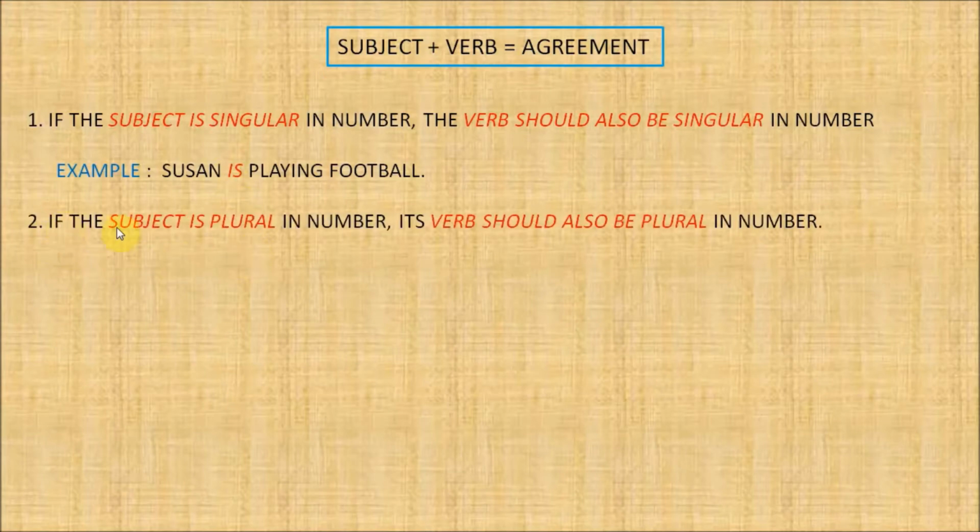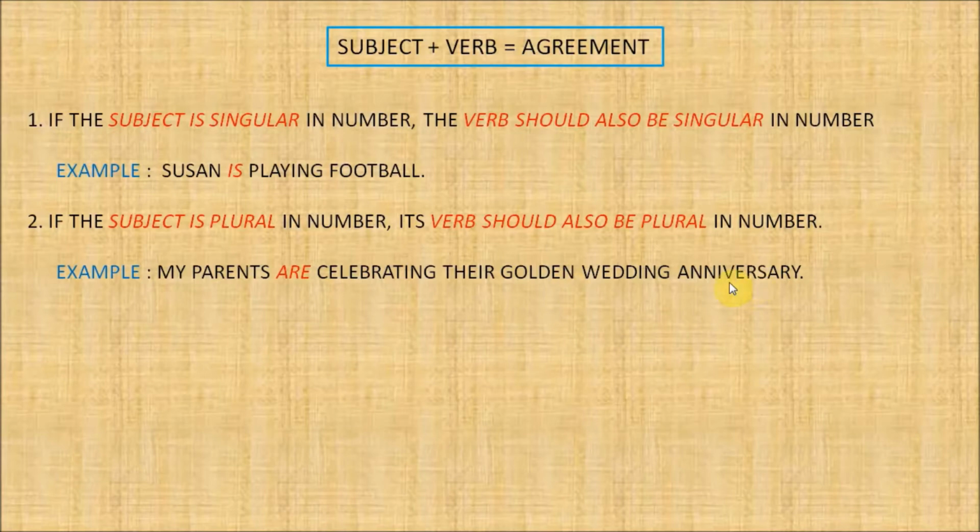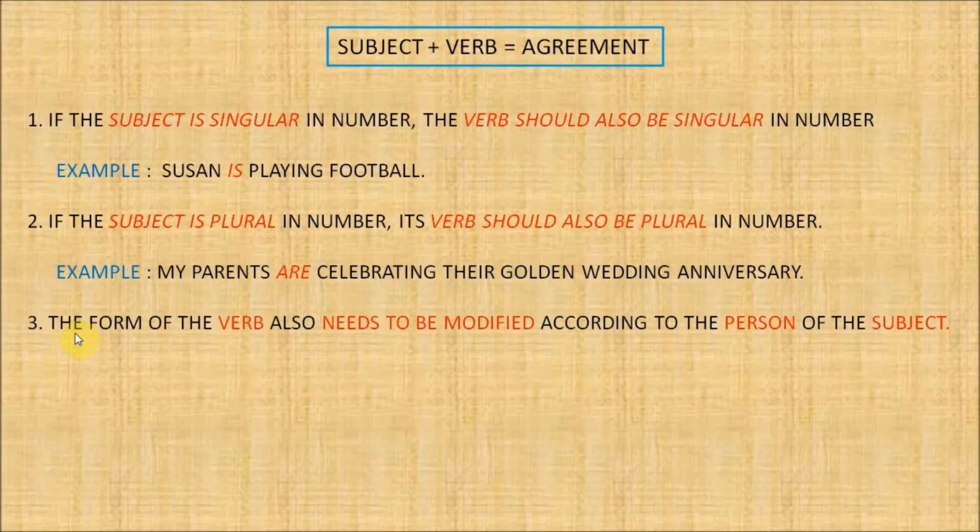Second, if the subject is plural in number, the verb should also be plural in number. For example, my parents are celebrating their golden wedding anniversary. So my parents is the subject which is plural in number, therefore are is used, which is also plural in number. Now let's see another point. The form of the verb also needs to be modified according to the person of the subject. So the verb should modify according to the person and subject.